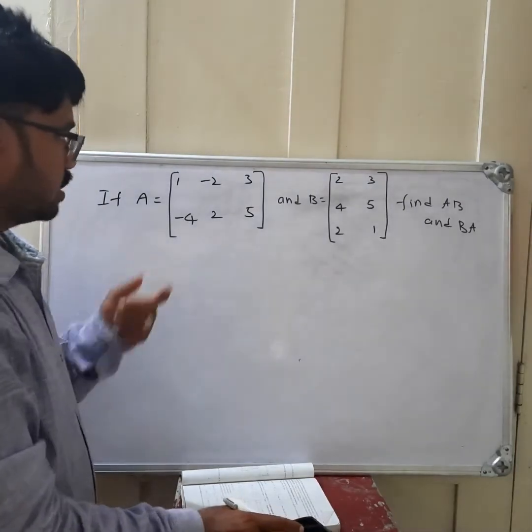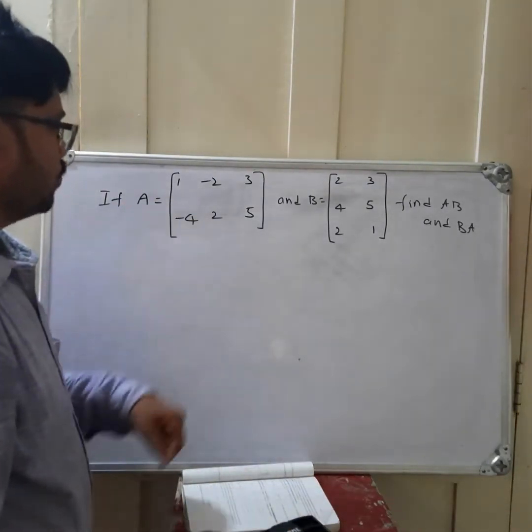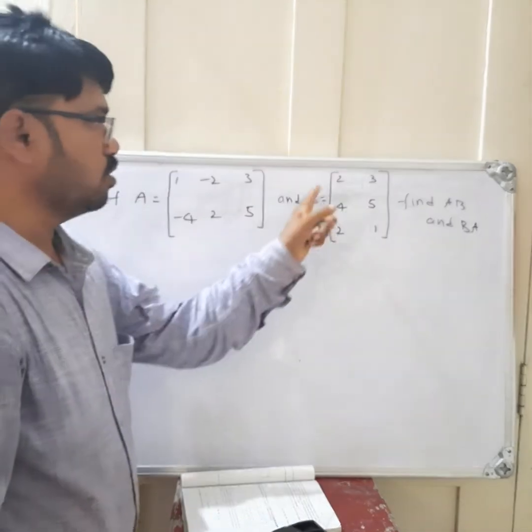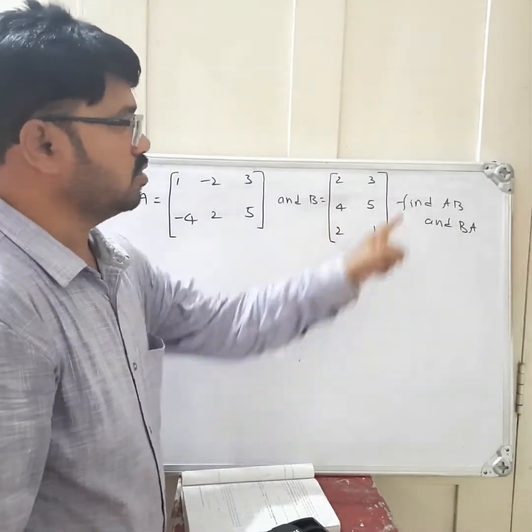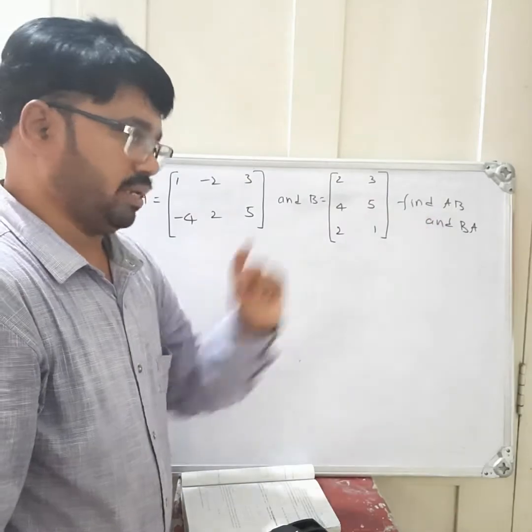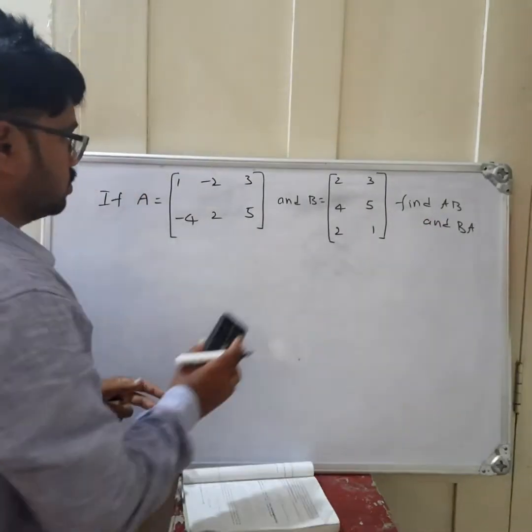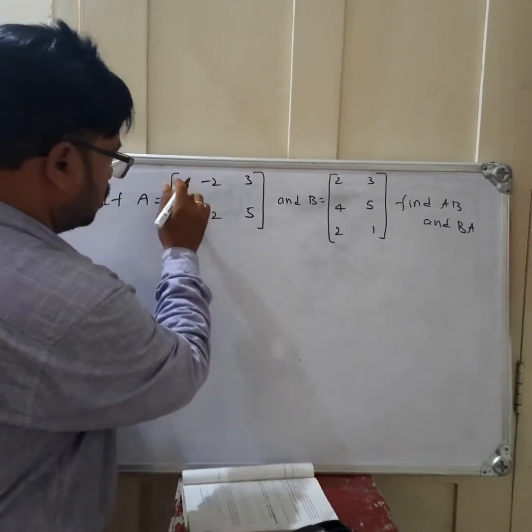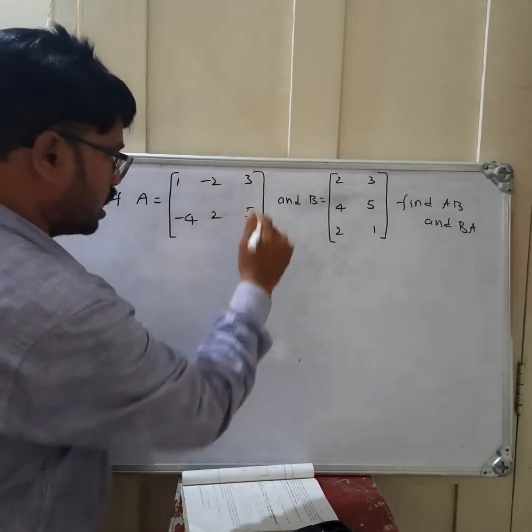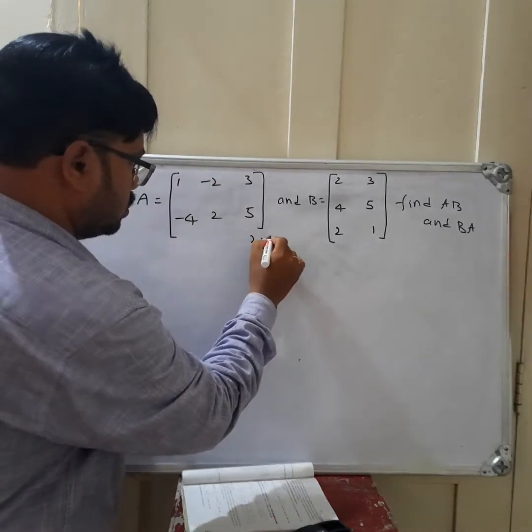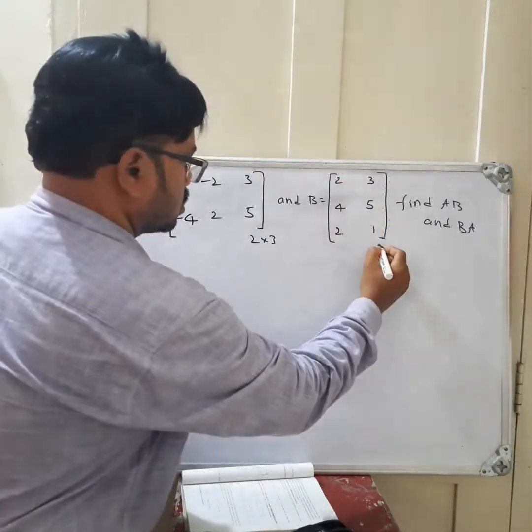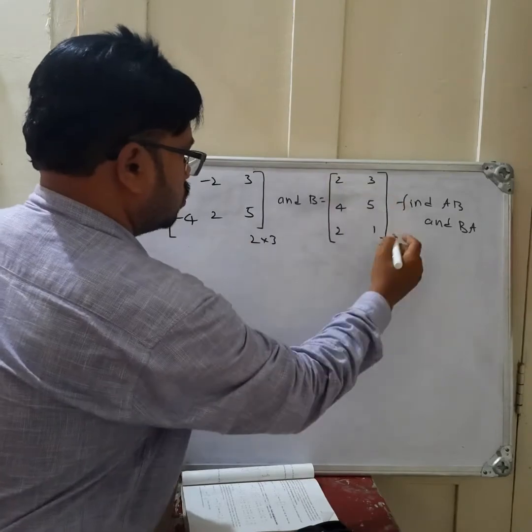Next numerical. If A equals [[1, -2, 3], [-4, 2, 5]] and B equals [[2, 3], [4, 5], [2, 1]], find AB and BA. Here A is a matrix of order 2 by 3, which means 2 rows and 3 columns, and the order of B is 3 rows and 2 columns, 3 by 2.